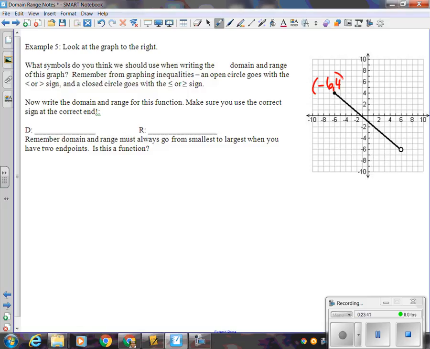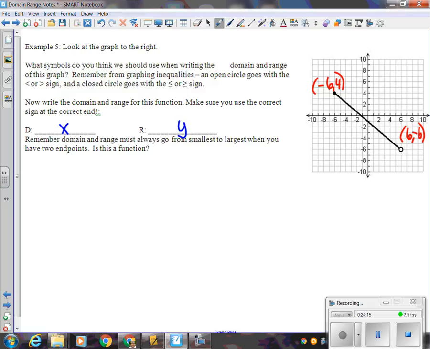-6, 4. Yep. Over 6, down 6. Everybody good? All right. And we have an open circle this time, so we do not need an equals. But up here we have what? A closed circle. So on one side we'll need an equals, and on the other side we won't. All right. If we're doing domain, what letter goes in the middle? X. If we're doing range, what letter should go in the middle? Y. Okay, remember I said I was training you.